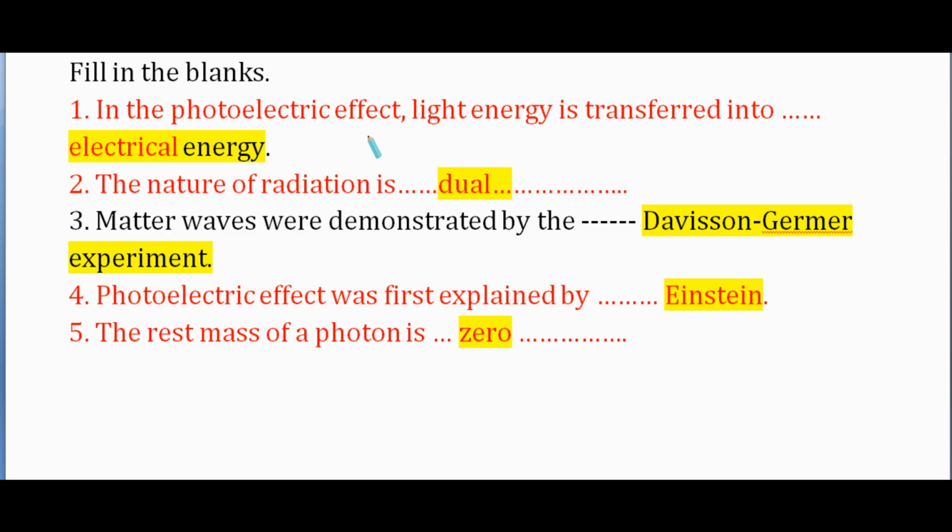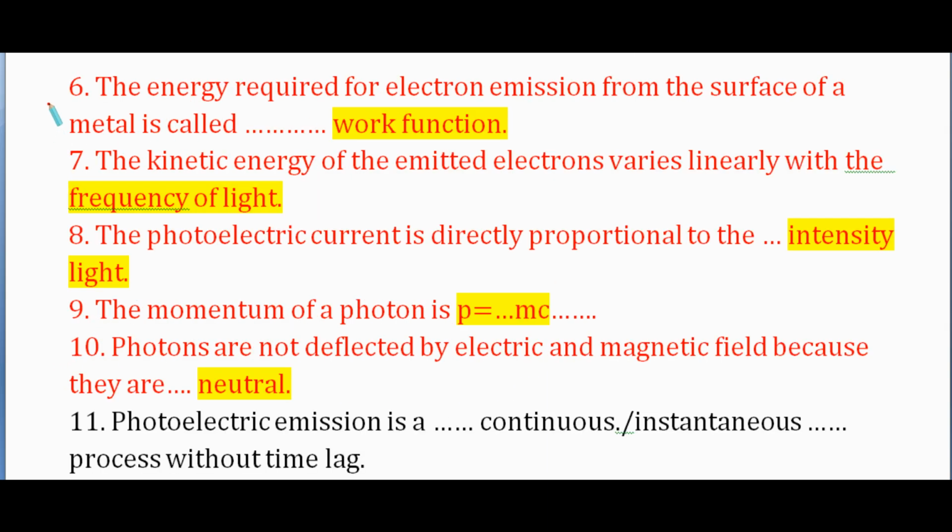In the photoelectric effect, light energy is transferred into electrical energy. The nature of radiation is dual. Photoelectric effect was first explained by Einstein. The rest mass of photon is zero. The energy required for electron emission from the surface of metal is called work function. The kinetic energy of emitted electron varies linearly with the frequency of light.